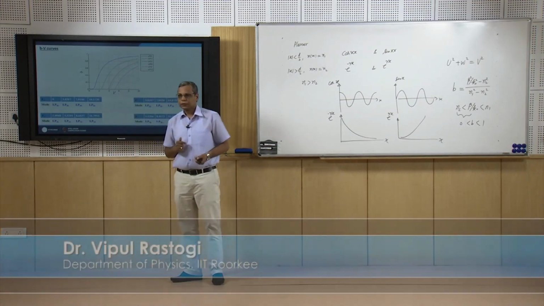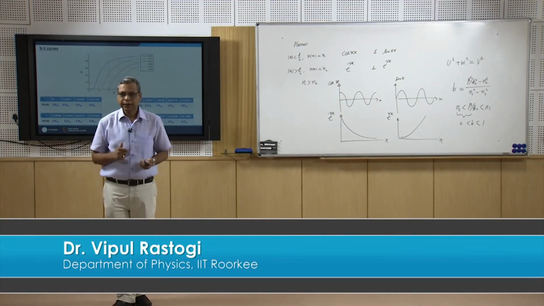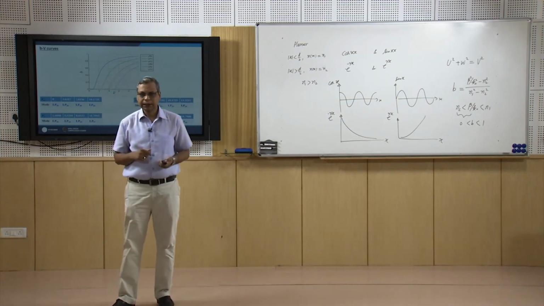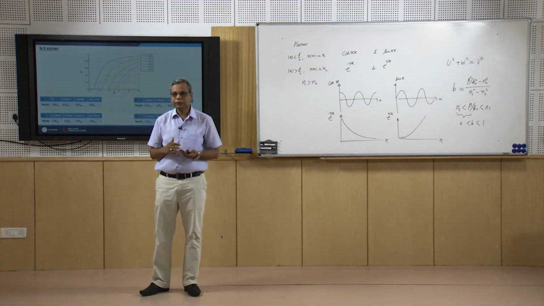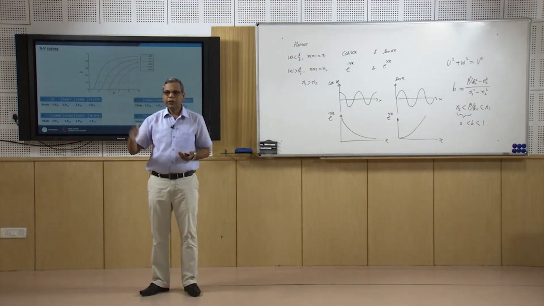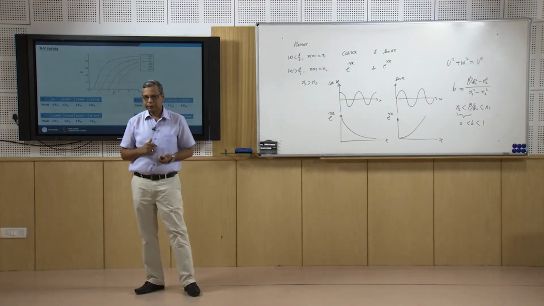So, in the next lecture I will look into the modal fields and I will work out some examples also on number of modes, and what happens if the value of V is very large, then what are the approximate number of modes.